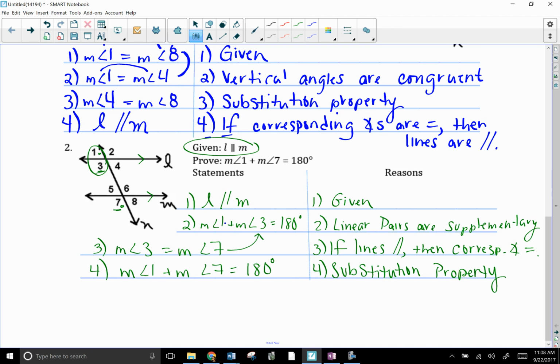Okay, so there's one proof where you're proving lines parallel, one proof where you're given that lines are parallel, and as always, we're going to end with a joke.